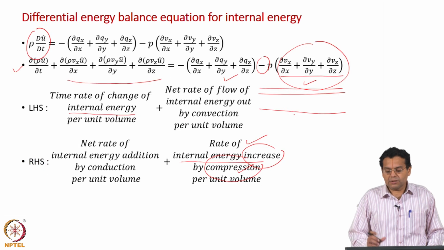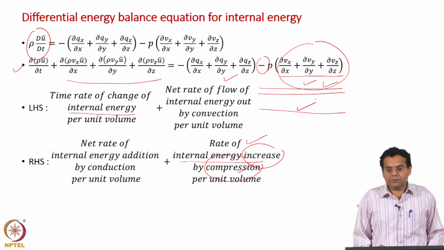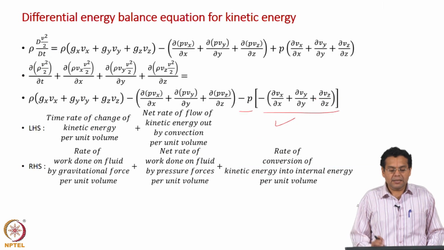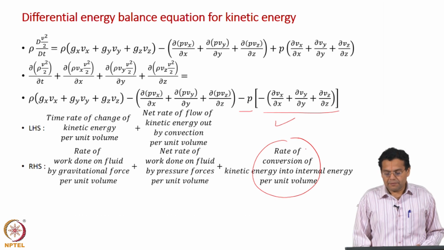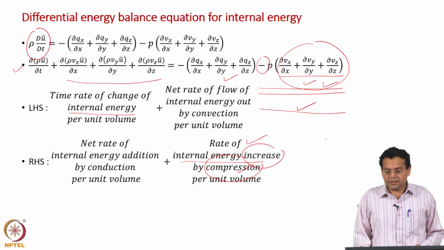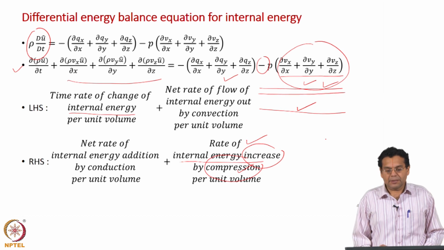Now, not alone this, the other way can also happen. What is that? Let us say there is expansion. What will happen? This del dot V will be positive. So, the whole term will be negative in the internal energy equation. So, it will result in reduction in internal energy, correspondingly there will be increase in the kinetic energy. So, now this term becomes very clear, rate of conversion of kinetic energy into internal energy per unit volume. We can explain the significance only after deriving the equation for internal energy. That is why we postponed the explanation for that particular term.